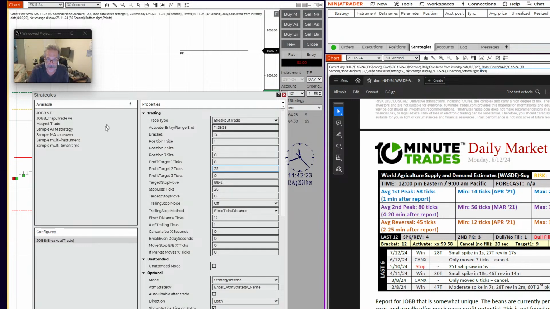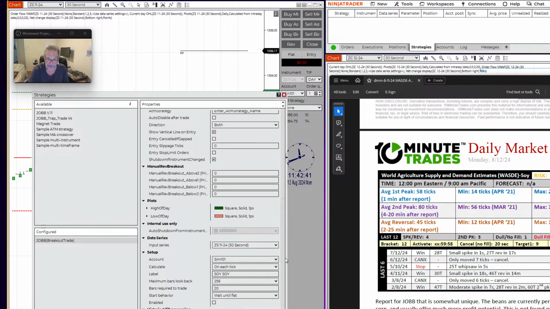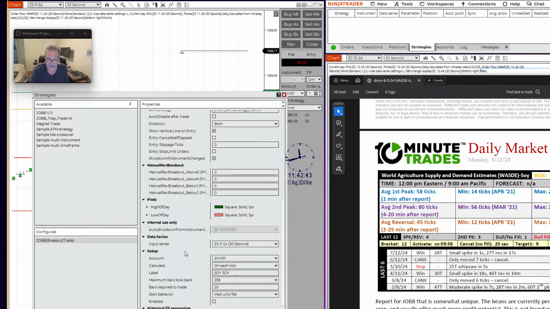definitely, if you like, use the target one stop move. I use the target one stop move. If it hits my first target, I'll use a break even -2. I'll put my stop to break even -2. The stop is 20 ticks. And that's my WASDE setup.